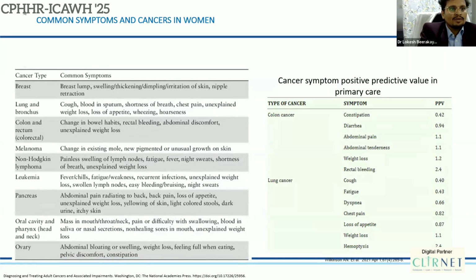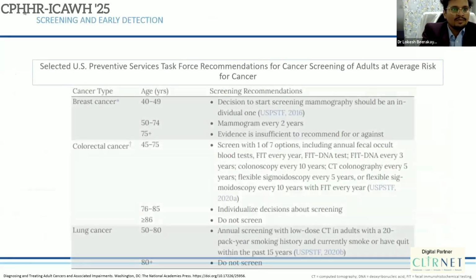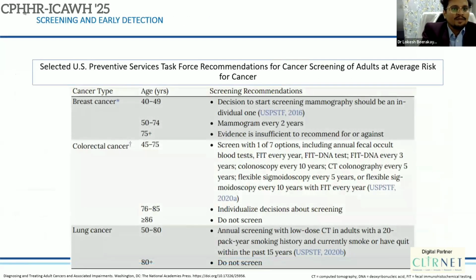Coming to the lung and bronchus cancer, they may present as cough, blood in sputum or hemoptysis, shortness of breath, chest pain, unexplained weight loss, etc. Obviously, colon cancer has symptoms like change in bowel habits, rectal bleeding, abdominal discomfort. These are various symptomatology used in various cancers. Coming to the colon cancer, most often we see constipation or diarrhea in certain patients, followed by abdominal pain. Lung cancer, cough, fatigue, dyspnea, etc. These are the various symptoms and cancers we normally see in women and their typical symptomatology.